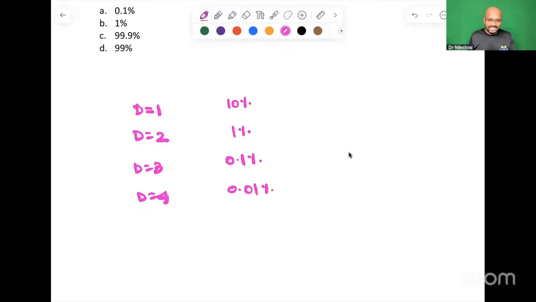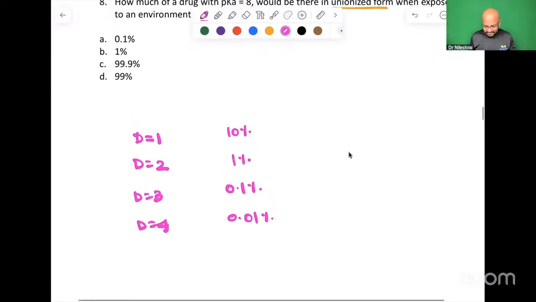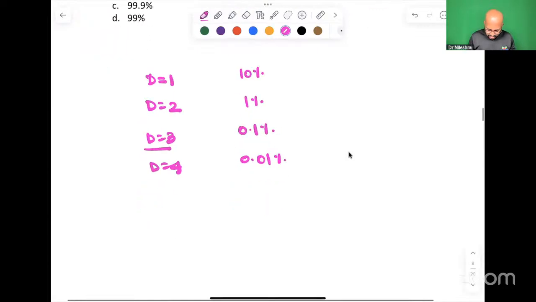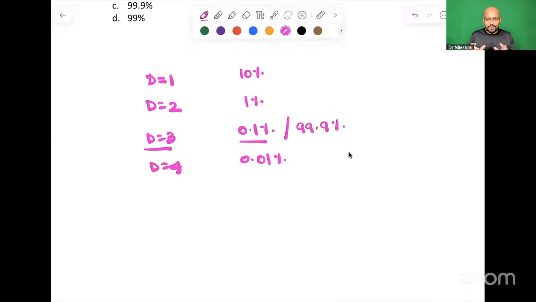But I will say what exactly D is, don't worry. D is nothing but the difference in the pH between the drug and the environment. Here, what is the difference? 8 minus 5 is 3, which means D is equal to 3. One form would be 0.1%, the other form would be the remaining 99.9%. Good. Now we have come up with the value.